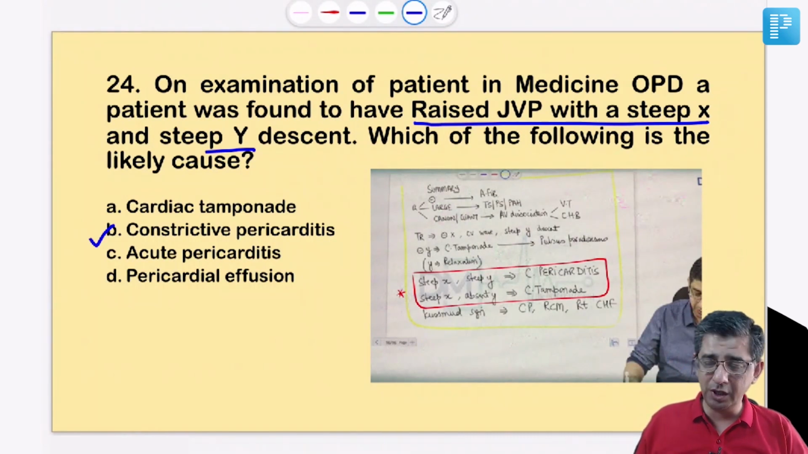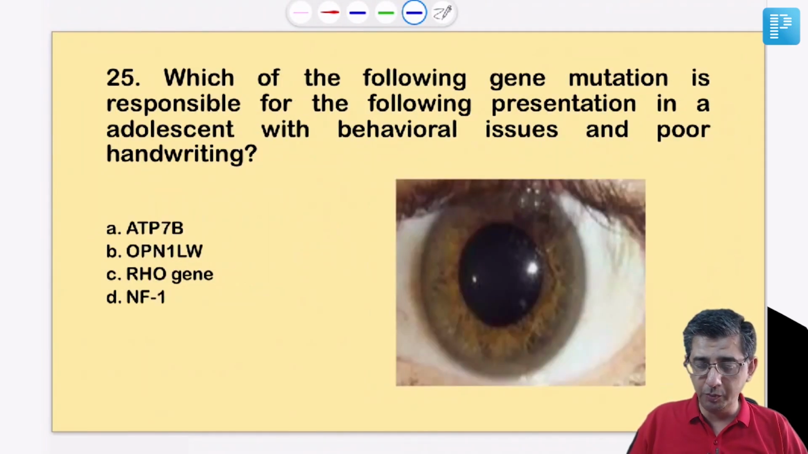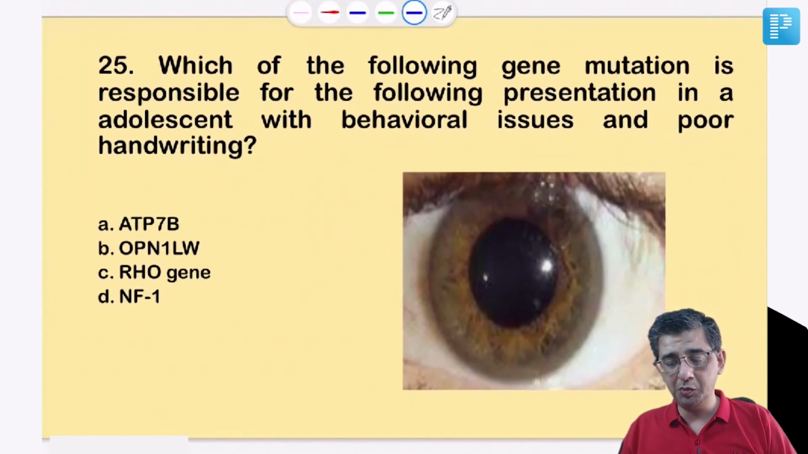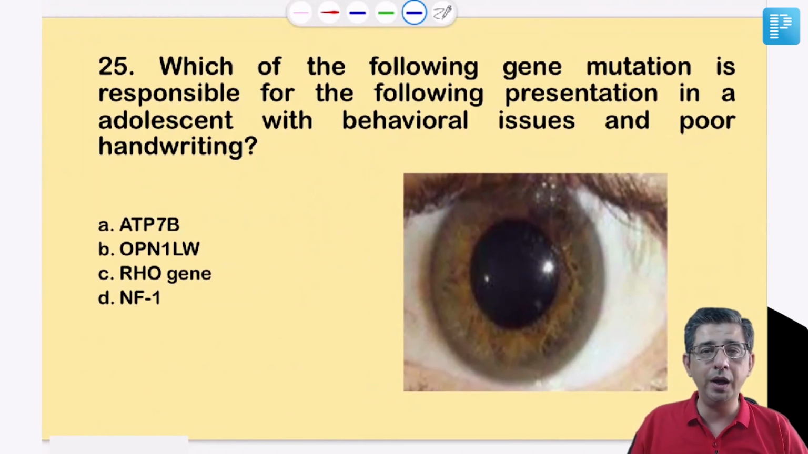Pericardial effusion per se would not have any impact on the JVP because the fluid can be minimal as well. This, I personally feel, will be relatively easy. Coming to the next question, this has been discussed by the pathologist, but I just wanted to add my perspective on this.